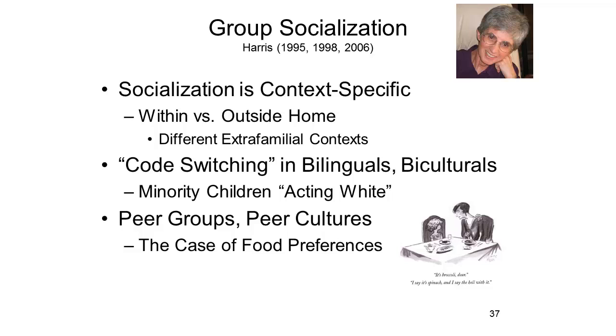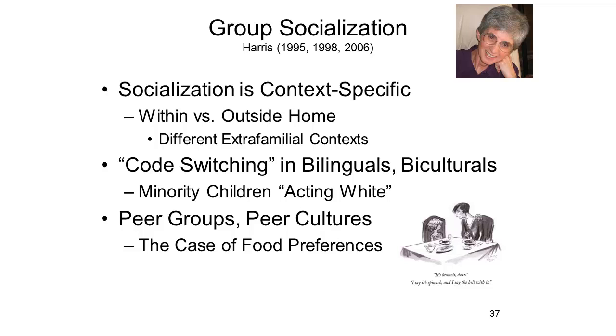In fact, Harris argues that socialization is context-specific, and that children may behave quite differently, follow quite different sets of rules, depending on whether they're at home or away, and depending on which particular extrafamilial context they're in. As an example, she points to what's known as code switching among bilingual and bicultural children. Children born to Spanish-speaking parents, for example, may continue to speak Spanish inside the home when they're with their parents, even though they'll speak English with their peers outside the home.